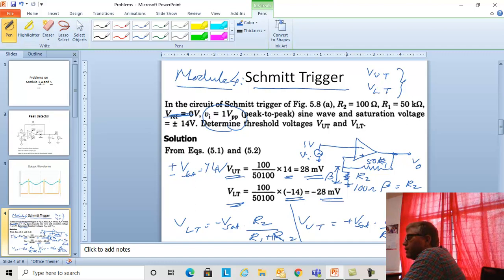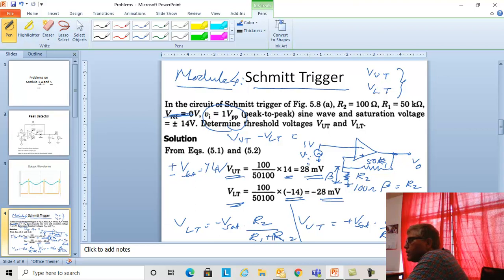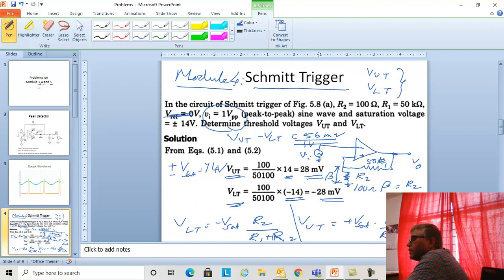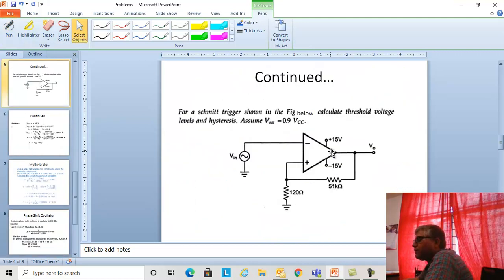They are not asking you to find out the hysteresis, but you can still find it out. What will be the hysteresis? Basically VUT minus VLT. In this case it is 28 millivolts minus of minus 28 millivolts, so it will become almost 56 millivolts. So that's your hysteresis. All okay? Let's move forward.